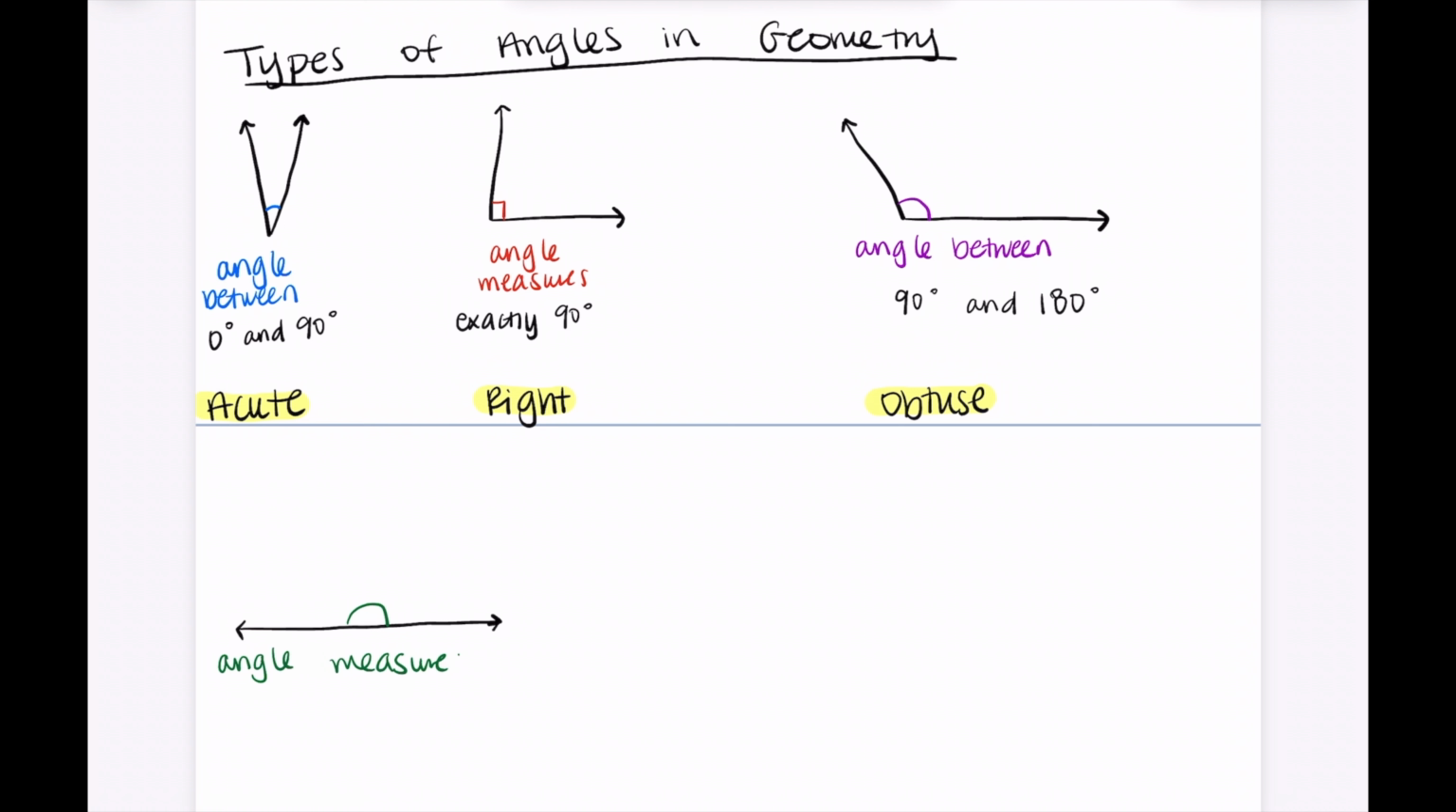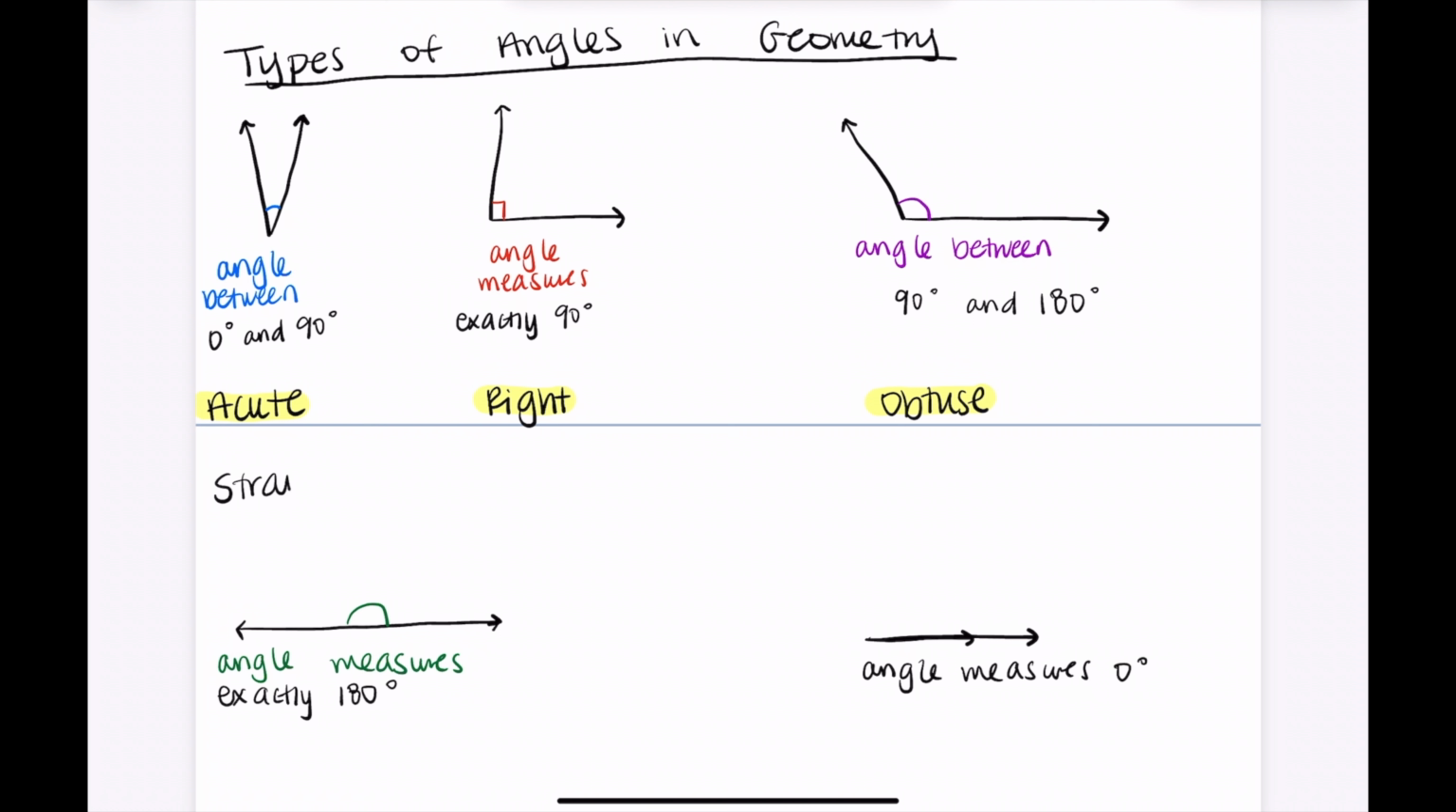So how can we represent this? How could we explain this? This angle measures exactly 180 degrees. We'll go through and name it in a little bit. The second type of angle we're going to look at, it looks like two lines almost on top of each other, right? This one is unique because this angle measures exactly 0 degrees.